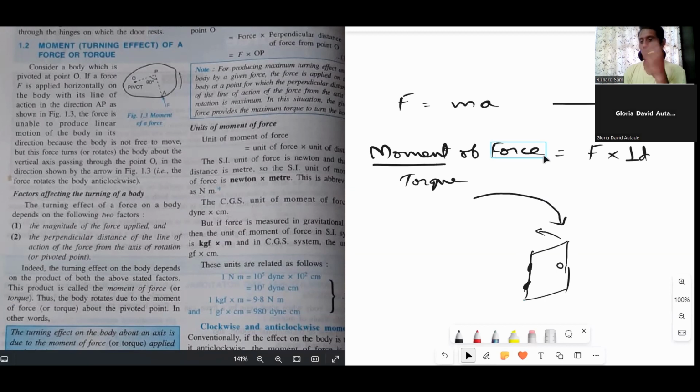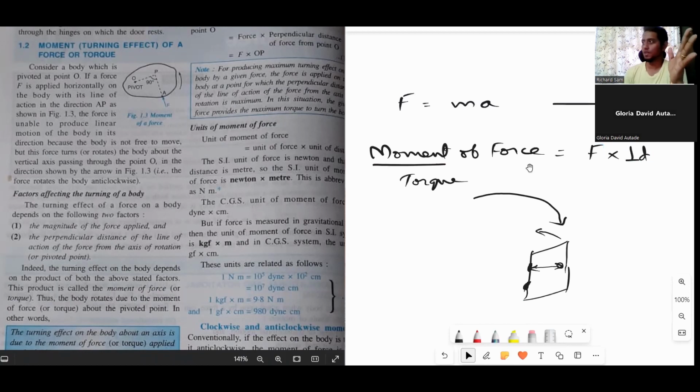Okay, so this moment of force depends on two factors. It depends on the force applied. See, when you open the door, you're applying force at which part of the door? On the handle, right? So that force is one factor. The second factor is the perpendicular distance from the hinge. Now, this is the hinge. From the hinge till the door knob or the door handle, that distance. So moment of force depends on these two factors. Now, let's understand how it depends on both these things.